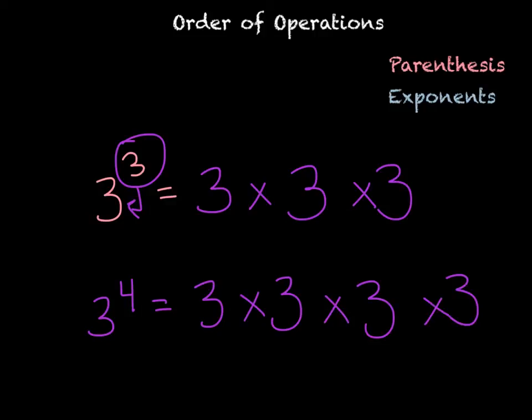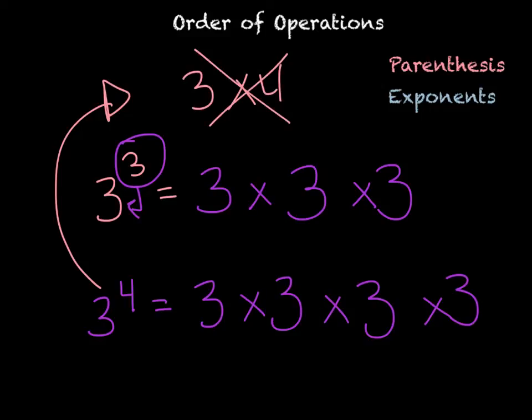What it does not mean is 3 times 4. That is bad. Okay? So the exponent just tells us how many we're going to take and multiply together. So this is a little refresher on exponents.